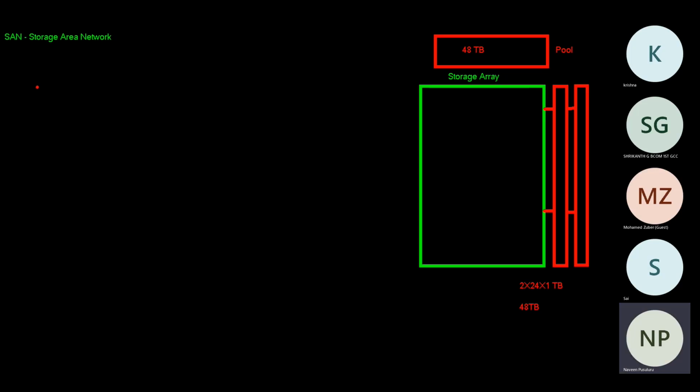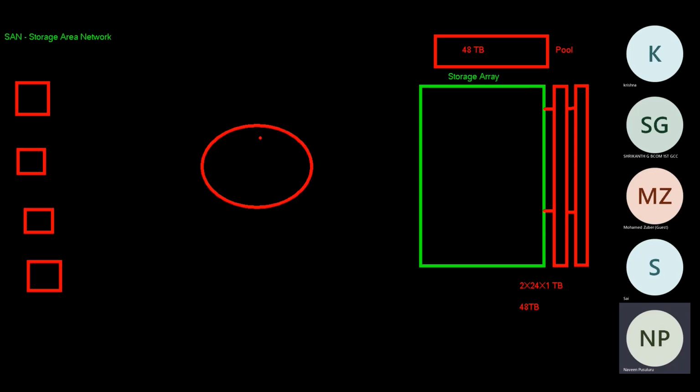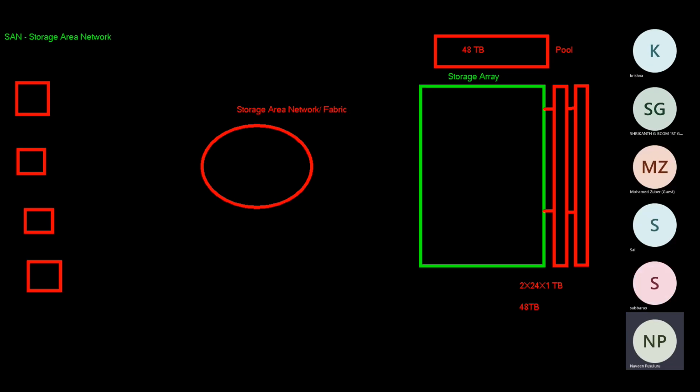Again, I have servers as well here. Let's assume that I have 3 or 4 servers here, and again I have a medium here. But when it comes to SAN, we don't use local area network or normal IP network as a medium here. We have a dedicated medium called storage area network. Technically we will call it fabric.